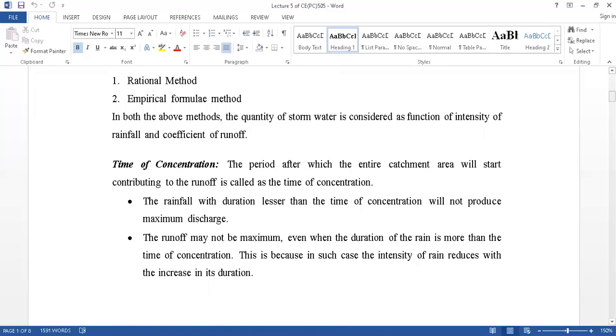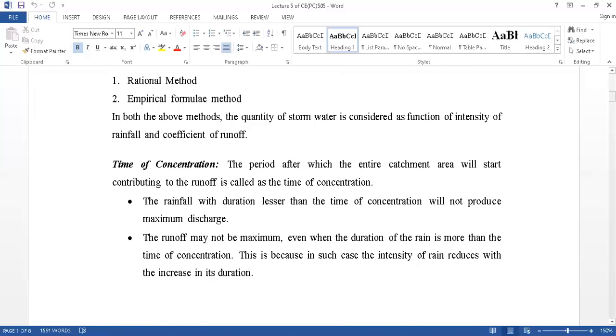So in the first case, rainfall with duration lesser than the time of concentration will not produce maximum discharge, because we have seen that maximum discharge will occur when the whole catchment area starts contributing runoff, and that is possible only when the duration is not less than the time of concentration, because the catchment area still needs to fill up with rainwater, and then it will start contributing to the runoff. This is one aspect.